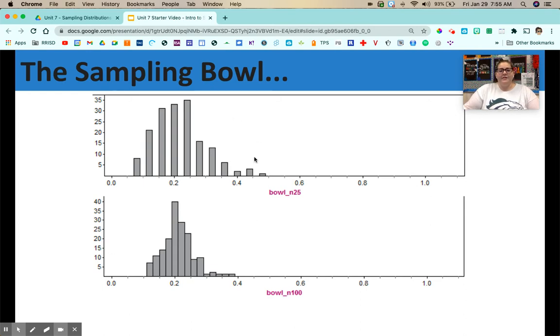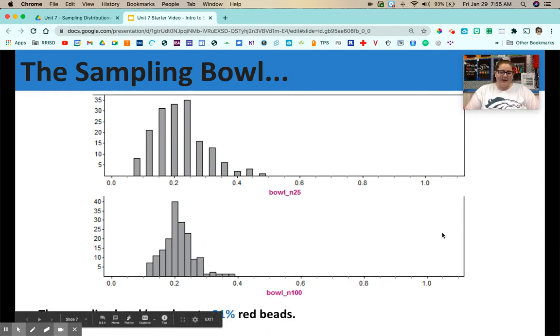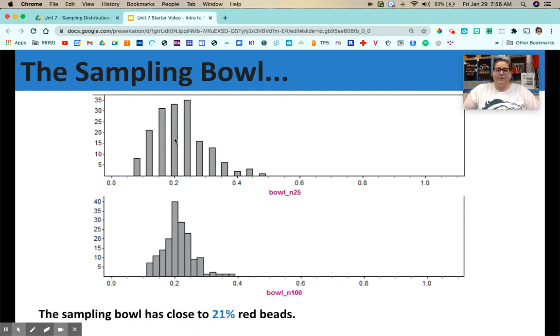So from these sampling distributions, I can not only guess what the true proportion of red beads in the bowl might be, I'm also getting an idea of how spread out these sample proportions are, right? Just so you know, the sampling bowl actually has about 21% red beads. I can see that reflected in both graphs. It's not perfect because these were real life samples. We don't always get a truly random sample, but definitely pretty close.